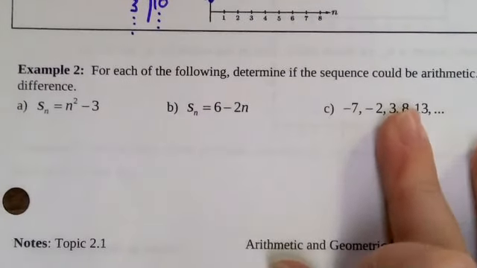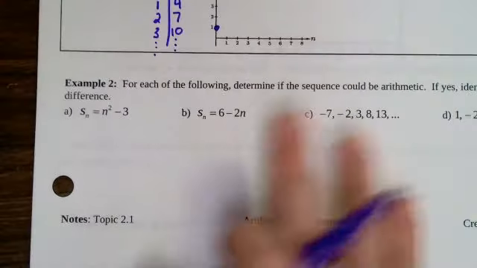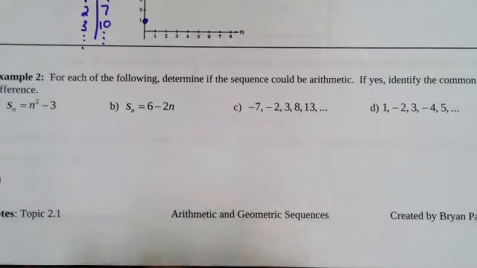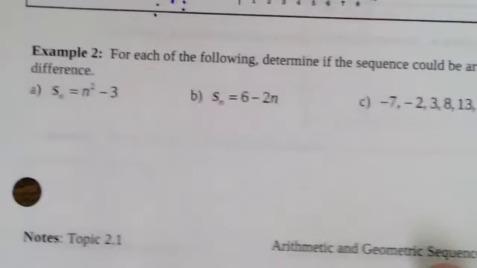All right. Going down here to example 2. Let's zoom out a little bit so maybe we can read the whole thing and then I'll zoom back in. So example 2, they said for each of the following, determine if the sequence could be arithmetic. If yes, identify the common difference. So let's zoom myself back in.